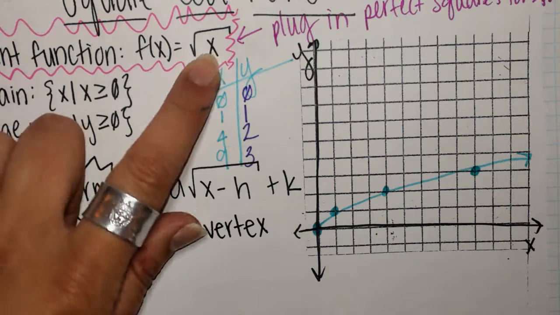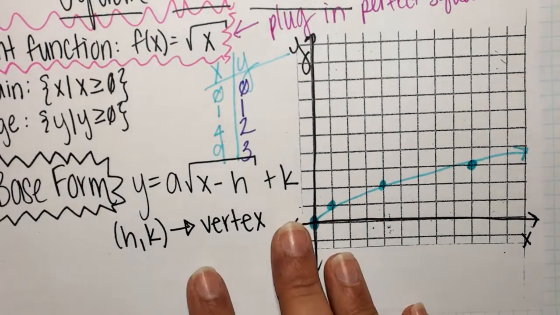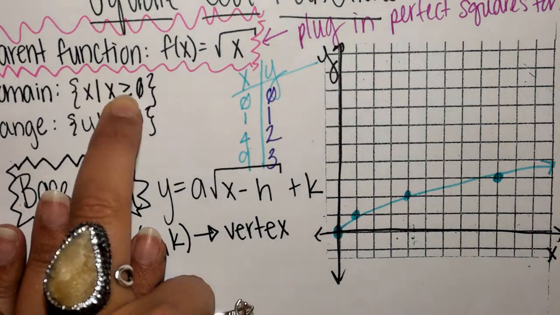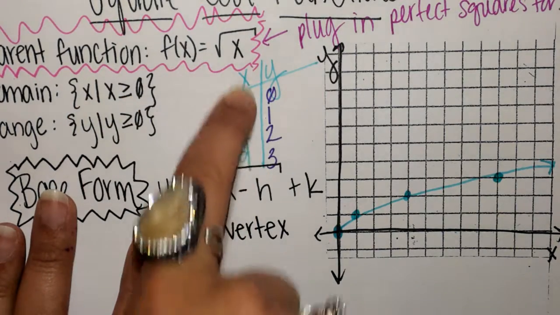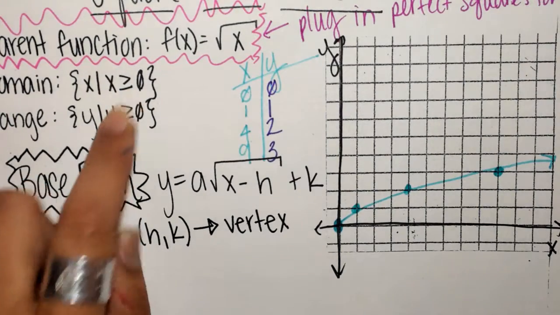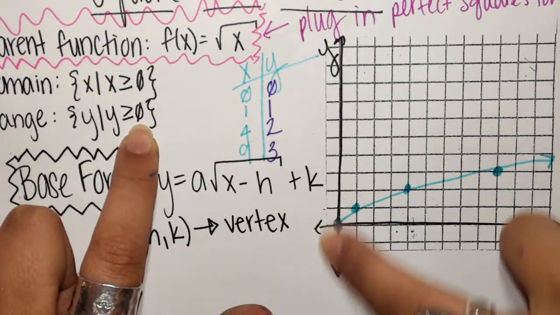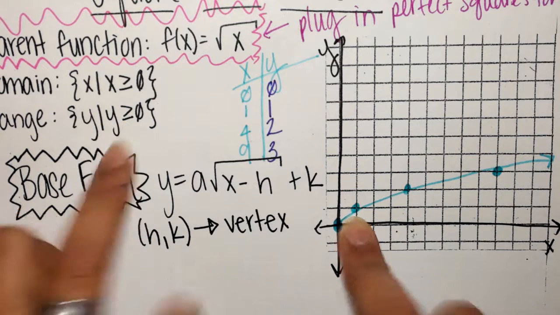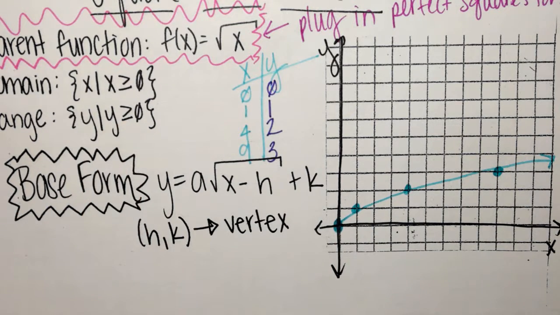Okay. Now, let's talk about our domain. The domain is x values. And it says x when x is greater than or equal to 0. Did we plug anything less than 0 into our x value? So that's why it's greater than or equal to. Now our y values, did we go below the x-axis? So it's y when y is greater than or equal to 0. That's all you have to do.